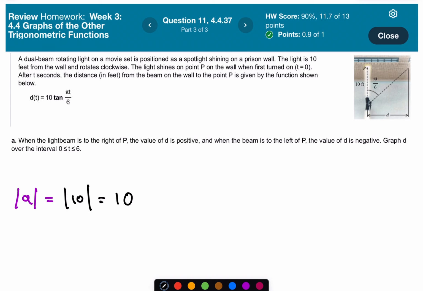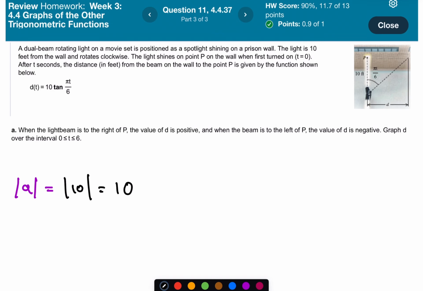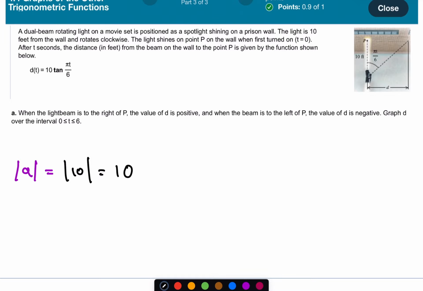Okay, so we'll see how that factors into graphing tan. And then the B was giving us information about our period. So for this to be tan, the period of tan is going to be what? Pi over B. So our B in this case, it looks like our B is pi over 6.